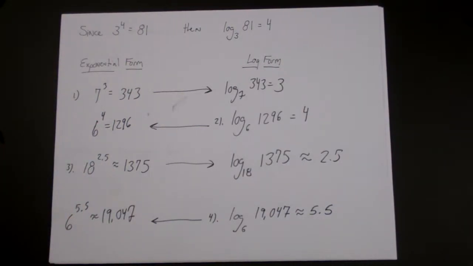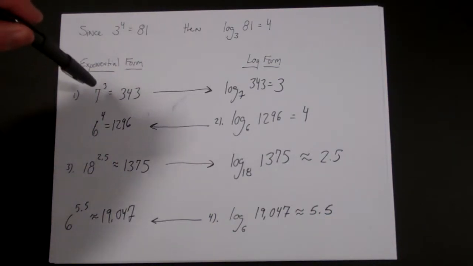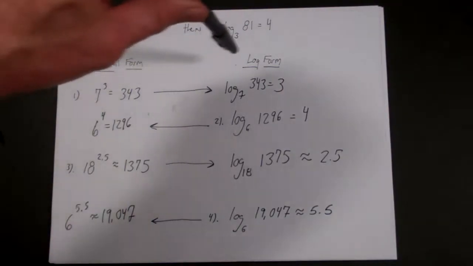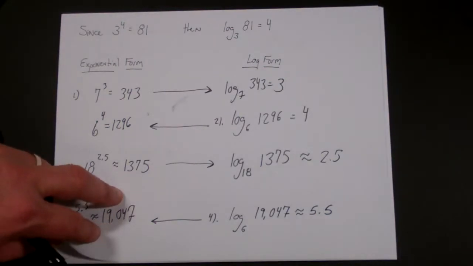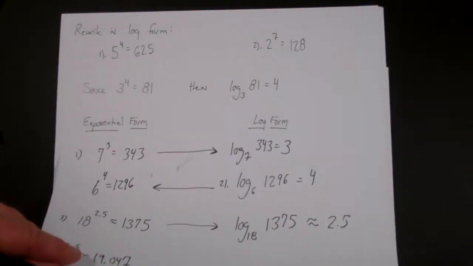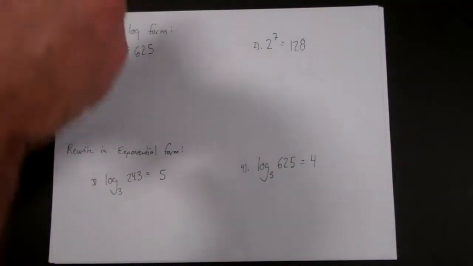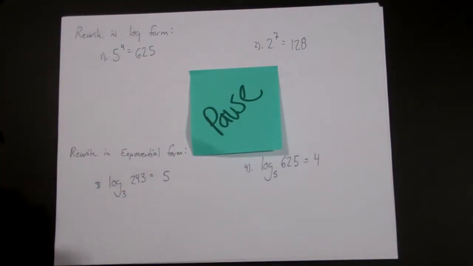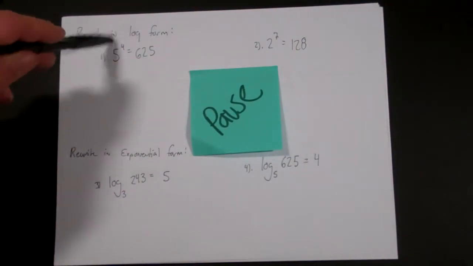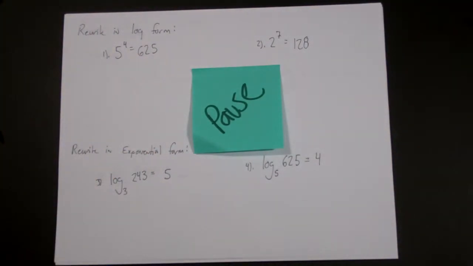And on a homework problem or a test, it'll give you one of these, and they'll either say write in log form or give you a log and say write in exponent form. Here are 4 examples, and I want you to hit the pause button for a second and answer these 4 questions. In these 2 problems, rewrite each one in log form. And in these 2, rewrite them in exponent form. Pause the video while you work through those problems.